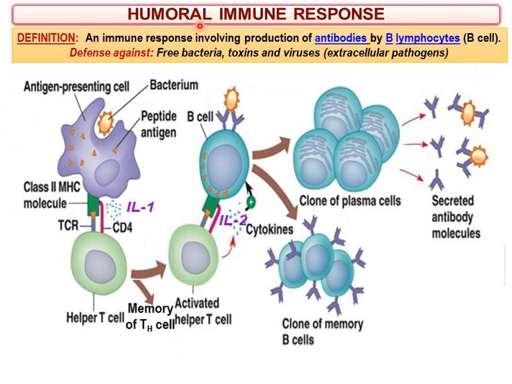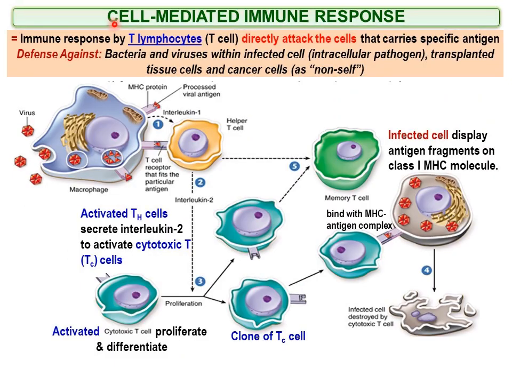The definition of humoral immune response is an immune response involving production of antibodies by B lymphocytes or B cells that defends against free bacteria, toxins, and viruses in the body. Definition for cell-mediated immune response: immune response by T lymphocytes or T cells that directly attack the cells that carry specific antigen. This type of immune response defends against bacteria and viruses within infected cells or transplant tissue cells or cancer cells that are known as non-self. The details of these two types of immune response will be discussed more in tutorial class.